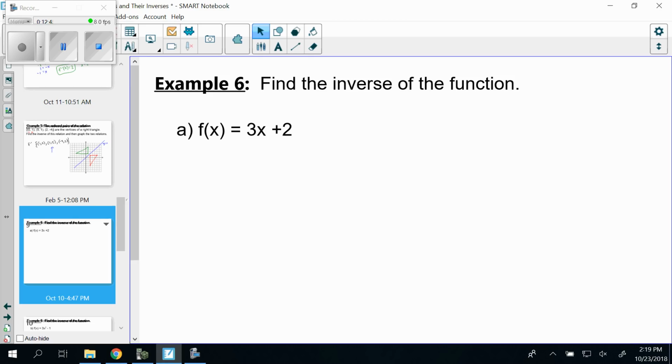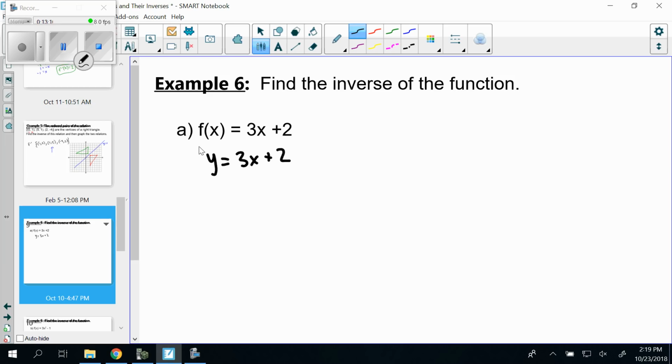Okay, find the inverse. So these problems now want you to actually figure out what is the inverse function for each of these. Remember, inverse functions should do the opposite. So this is the function f of x equals 3x plus 2, and we know f of x is the same as y. If you want the function that does the opposite, instead of a y equals equation, you want an x equals equation. So our job is to solve this function for x instead of y.